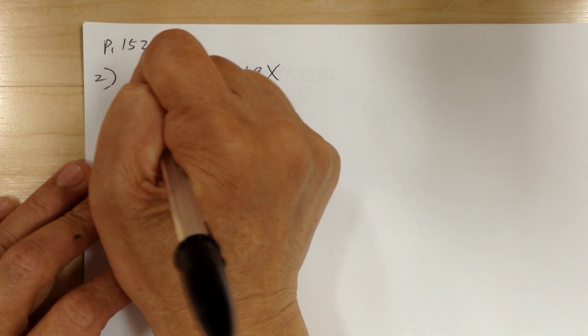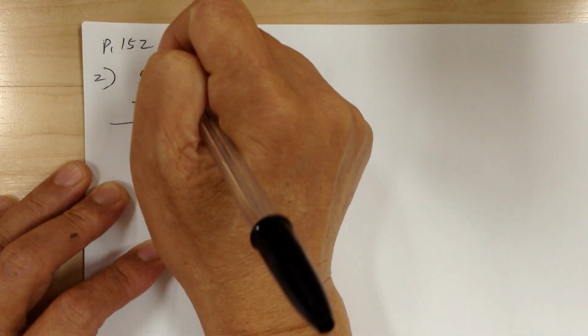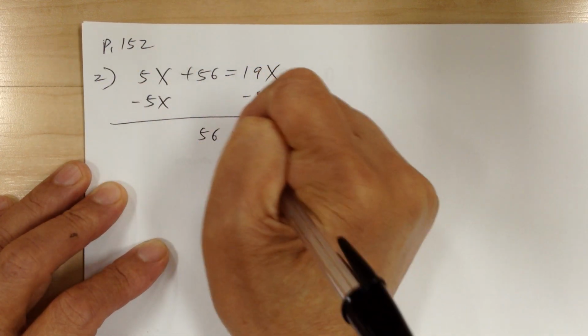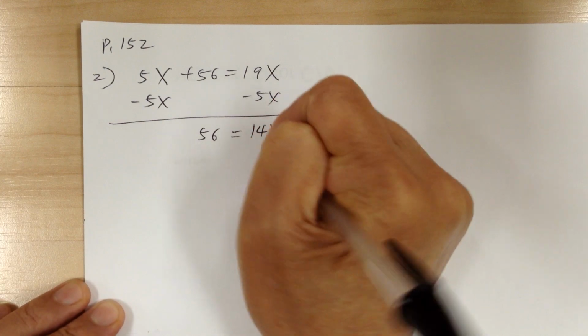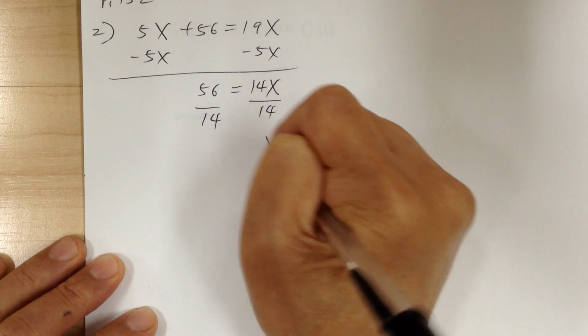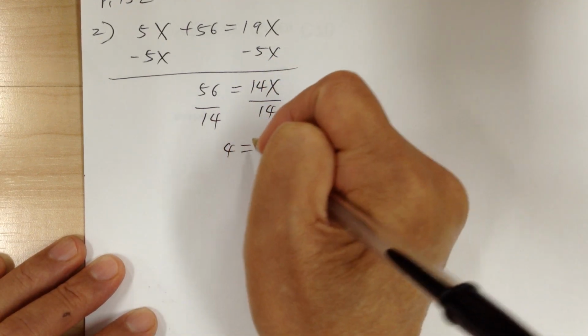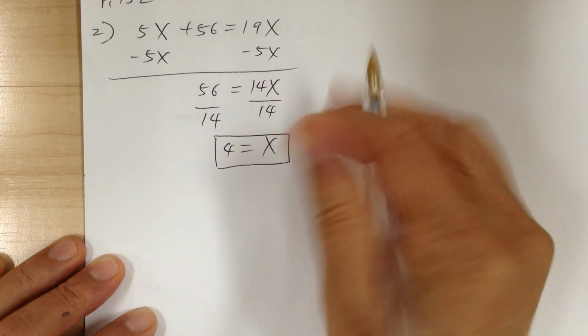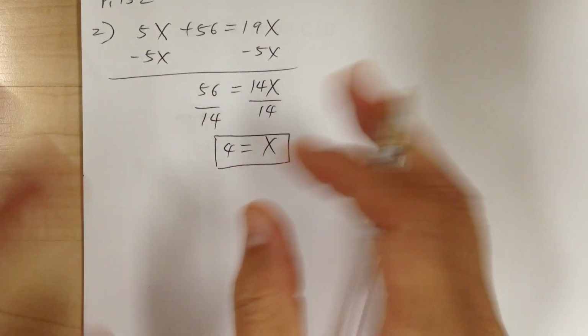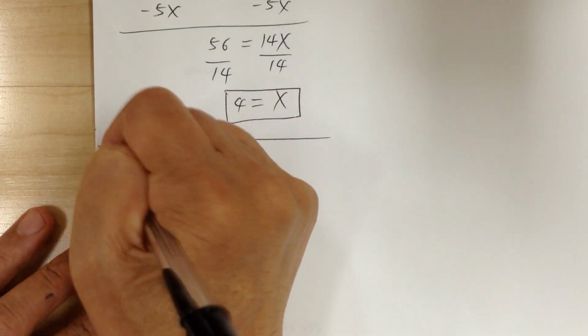To move it over, you just do the opposite, so minus the 5x on both sides, so that this will cancel out. So you got 56 is equal to 14x, then divide by 14 on both sides, so that we cancel out. So x equal to 4. Again, when you're solving, it means you want to undo all the things in the equation. You want to have the x by itself. That's what solving is.